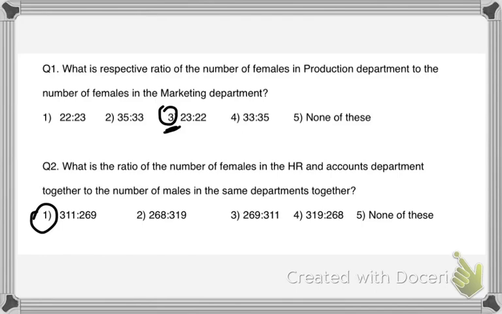And moving on to your second question now, the answer you can clearly see is the first. Now how to arrive at the first? It's a simple question. You have to find the ratio between the number of females in HR and accounts to the number of males in the same departments. Now this is a purely calculation based question. Nothing is difficult, only the numbers and the calculation is difficult.